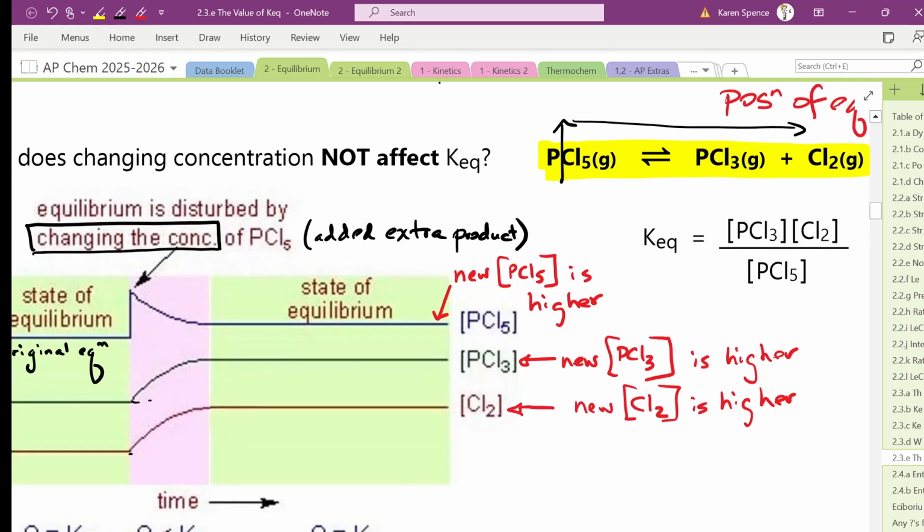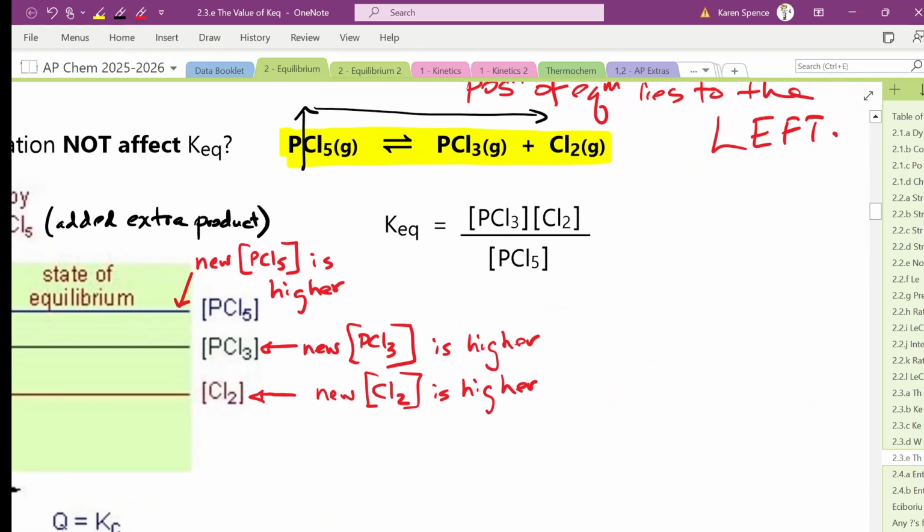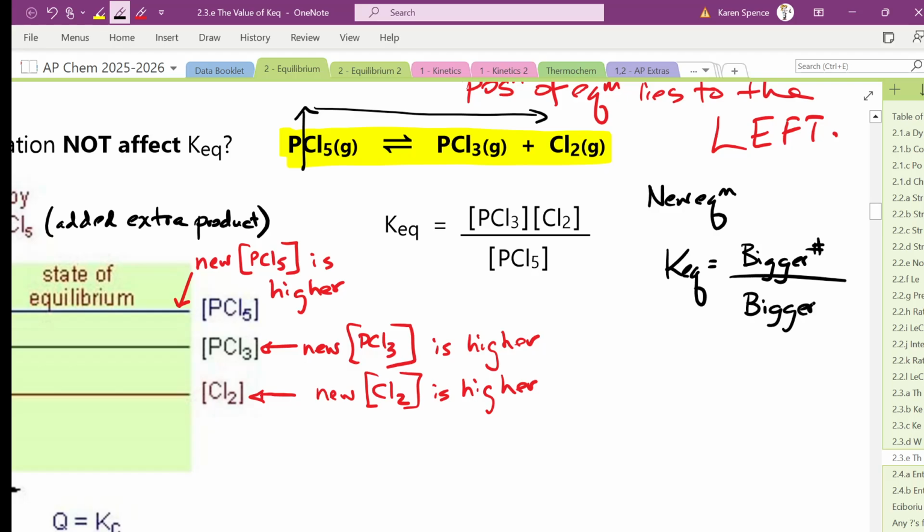So guess what? At our new equilibrium, KEQ is equal to bigger numbers over bigger numbers. And if both are bigger, if the top and the bottom are both bigger, then the number stays the same.